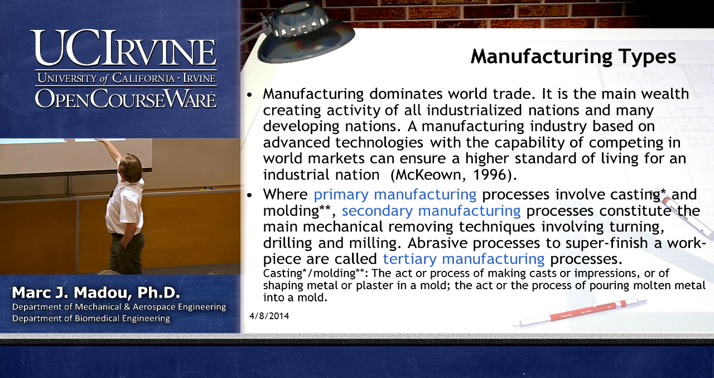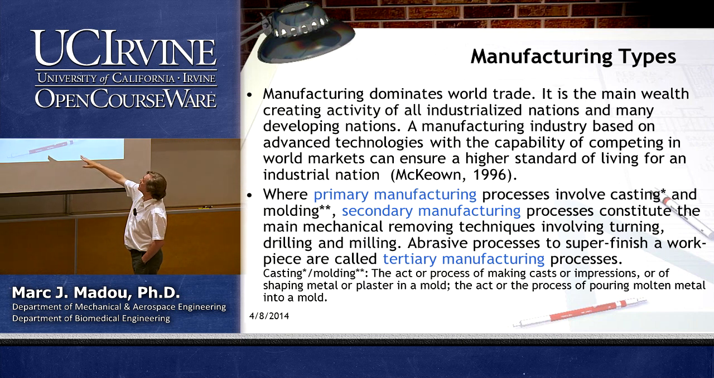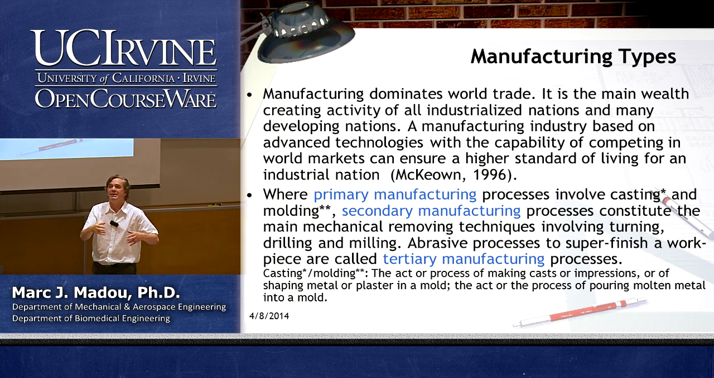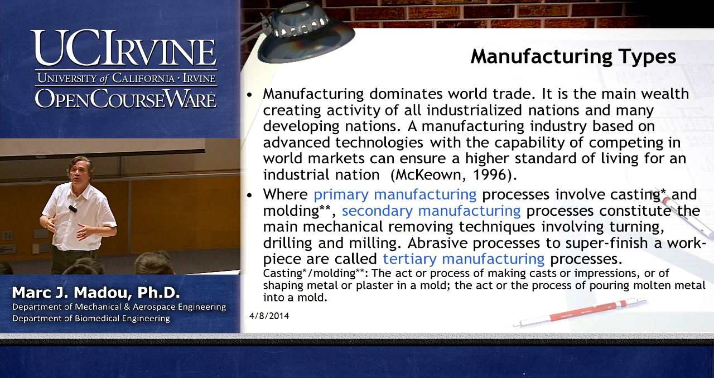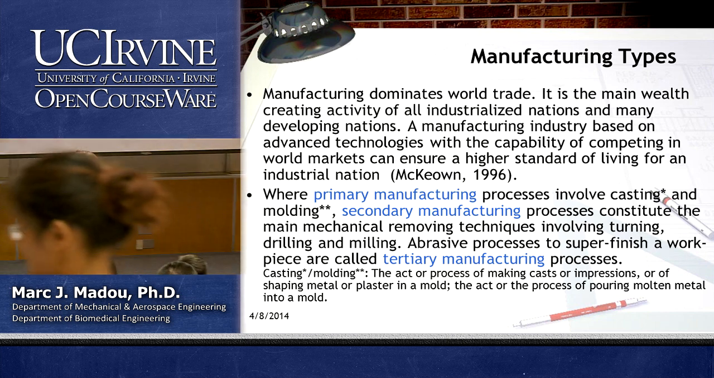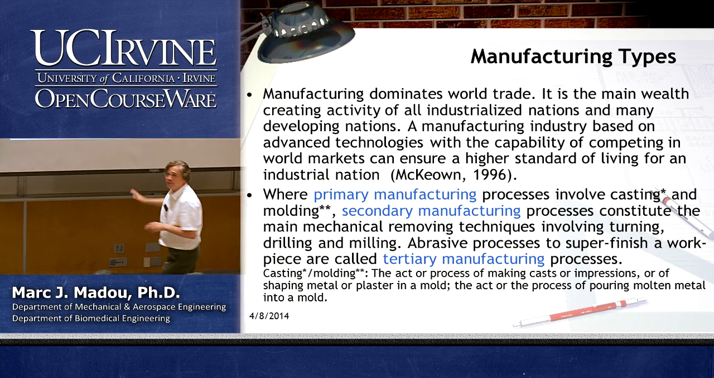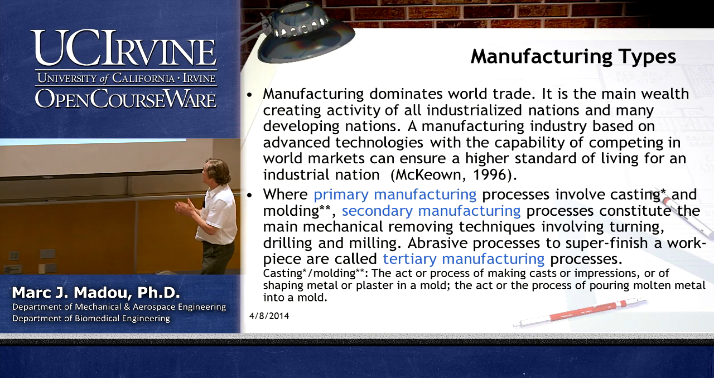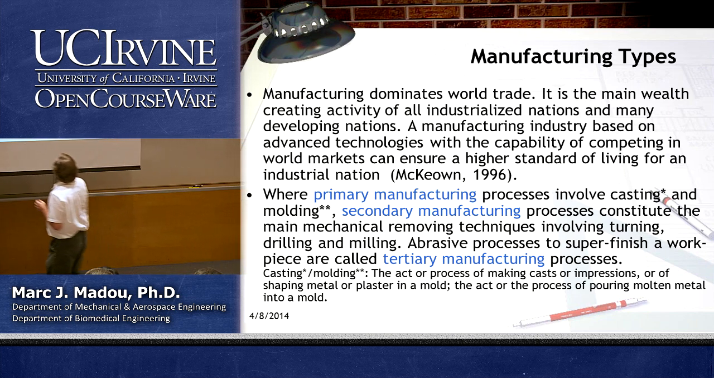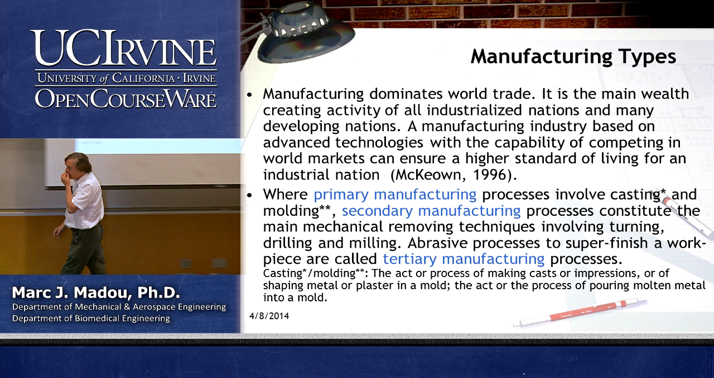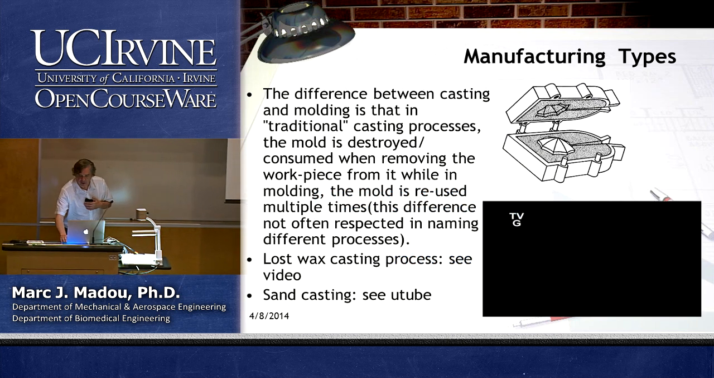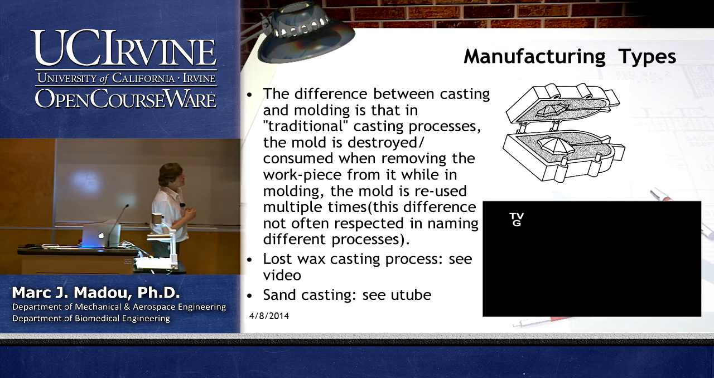Secondary manufacturing processes constitute the main mechanical removing techniques. So, for example, the mechanical CNC machining, turning, milling, that's secondary. And then tertiary is abrasive, is polishing, is fine-tuning it. So we're going to start by looking at a movie that's a very good example of casting.